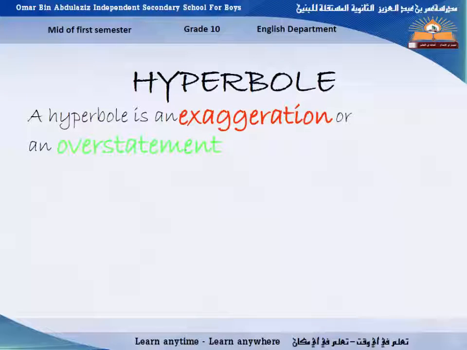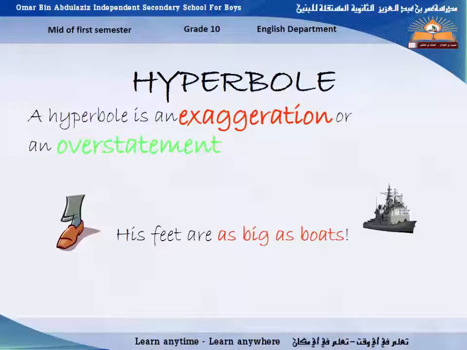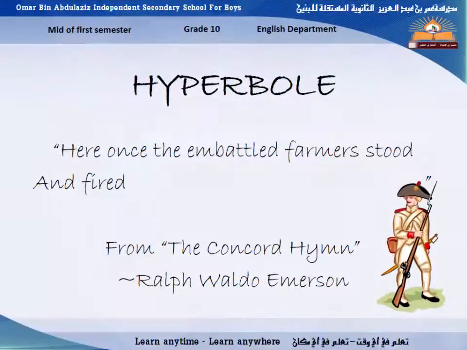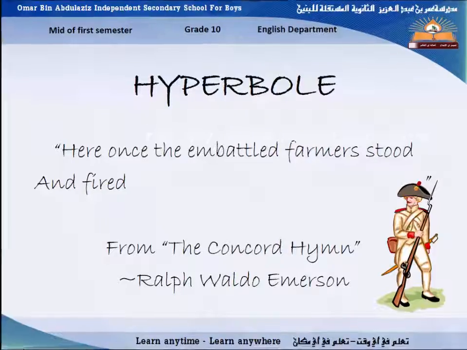Hyperbole. Hyperbole is an exaggeration or an overstatement. His feet as big as a boat's. I nearly died laughing. More examples for hyperbole: here once the embattled farmers stood and fired.